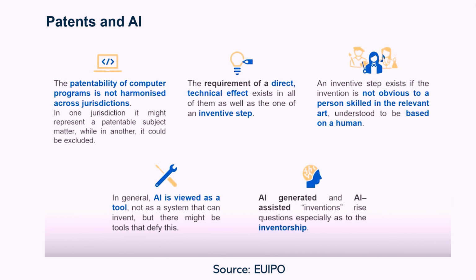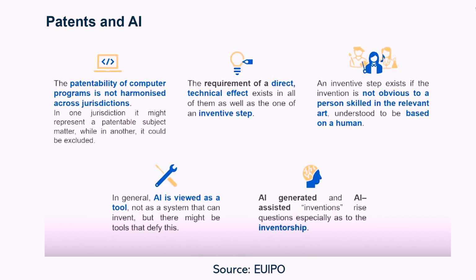So, the requirement of a direct technical effect exists in all of them, as well as the one of an inventive step. It is also necessary that the computer program which you have evolved, which may tomorrow be used in making an AI tool, has to have an inventive step or some non-obviousness in it. In general, AI is viewed as a tool, not as a system that can invent, but there might be tools that can invent. What will happen to those tools, those generative AI tools or assisted tools, where they will invent on their own and seek or claim the inventorship?